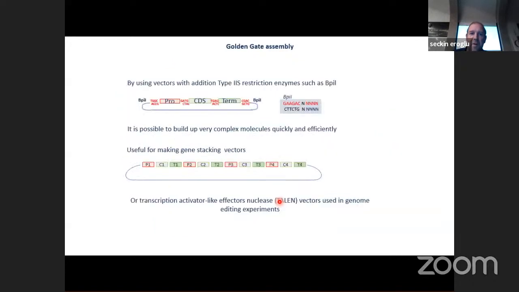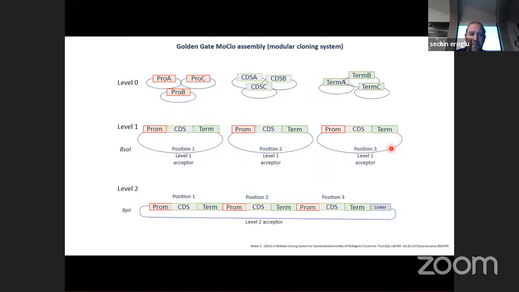So if you then put in another restriction enzyme, in this case I've put BpiI, this can then take out the cassette that you've just built and clone it into another acceptor vector. By using this method, you can make very complex vectors very quickly and very easily. It's a very robust system.